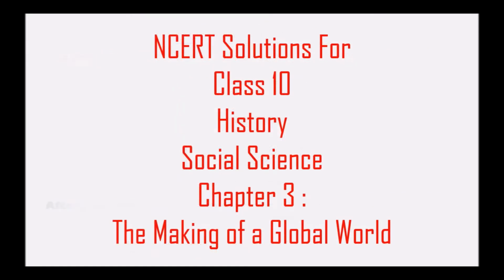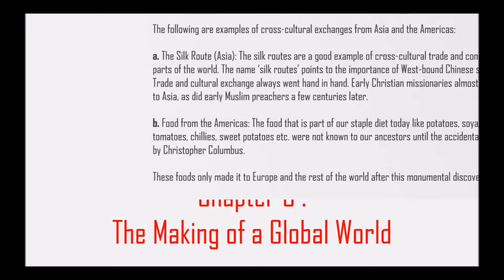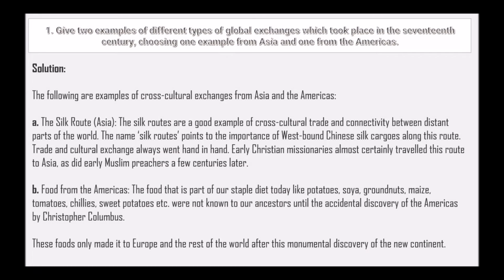Today we will see a video related to the NCERT Solution for Class 10 History Social Science Chapter 3, The Making of a Global World. So let's solve the textbook exercise. Give two examples of different types of global exchanges which took place in the 17th century, choosing one example from Asia and one from the Americas.